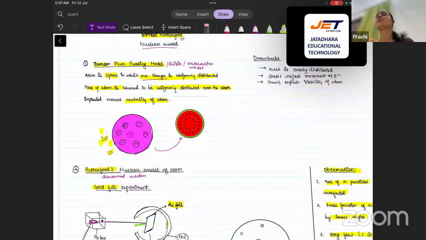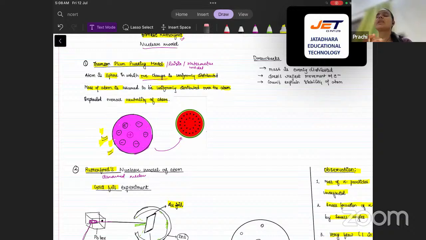So the first model was given by J.J. Thomson, who also discovered the electron. Once he discovered the electron when he was experimenting with the cathode ray tube, after that he gave the model, and that model was also known as the plum pudding model, raisin model, or the watermelon model. What were the main points of that model? He said that the atom is a sphere and the positive charge is uniformly distributed, and the mass of an atom is assumed to be uniformly distributed.